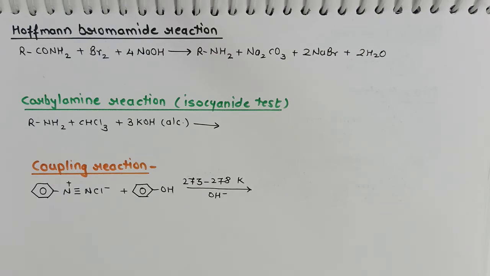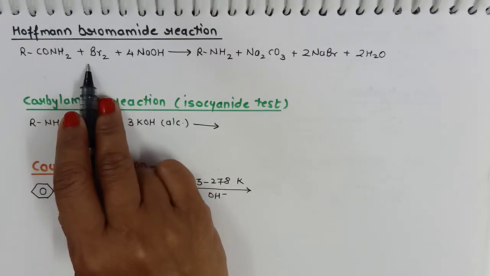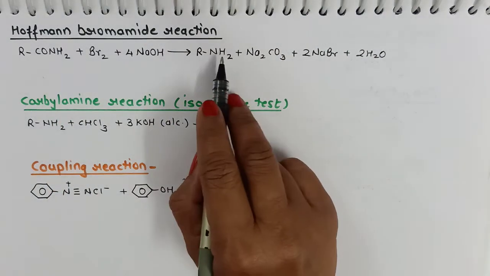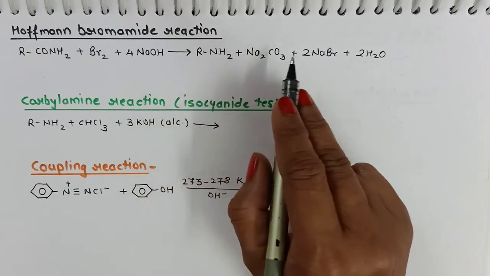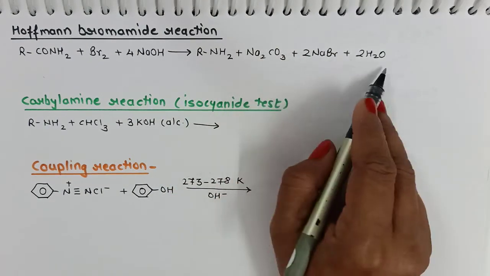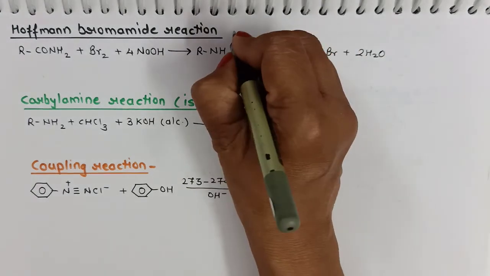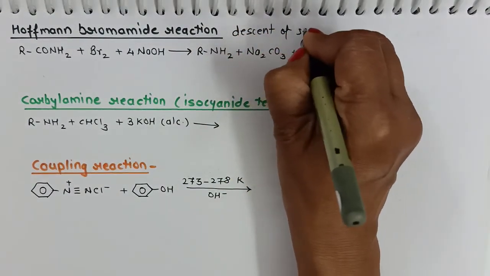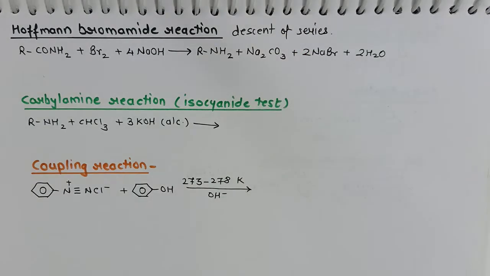This is again an important reaction from the chapter amines. Amide on treatment with bromine with sodium hydroxide or potassium hydroxide will give amine along with sodium carbonate, sodium bromide and water. So this is a stepping down or descent of series reaction. The byproducts of this reaction are important ones.